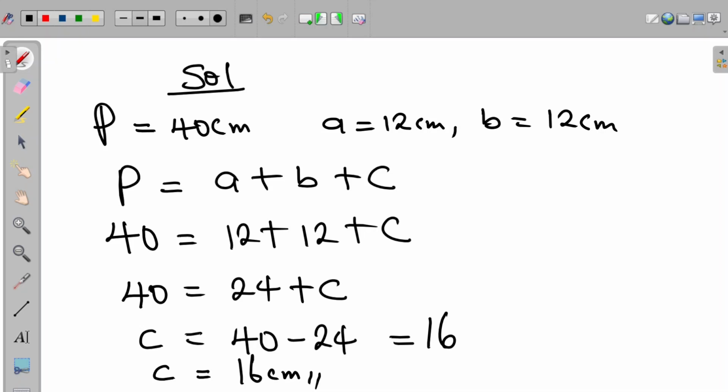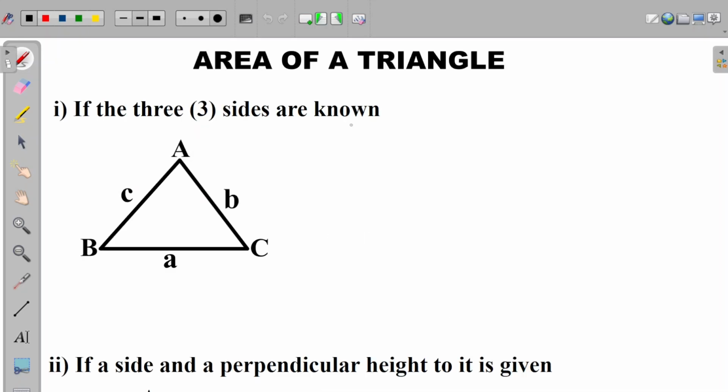Now, let's dive into the area of a triangle. The area of a triangle is derived depending on the information provided. There are three ways through which we can obtain the area of a triangle. One of the ways is if three sides are known. So for a triangle ABC that has three sides A, B, C, we can obtain the area of the triangle using Heron's formula.